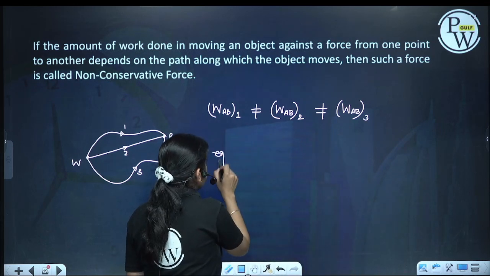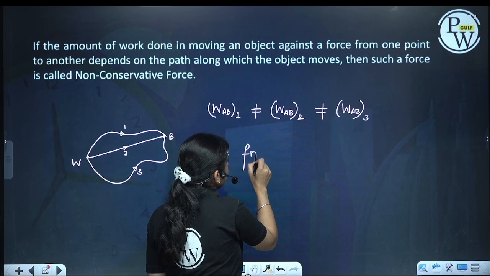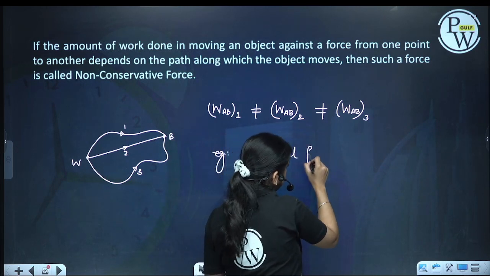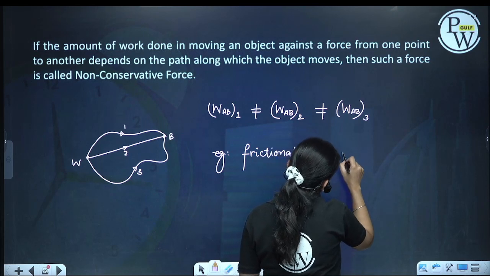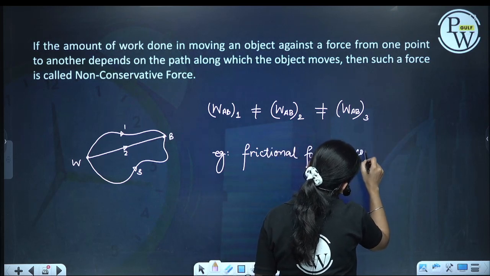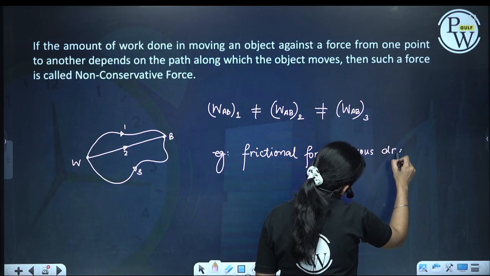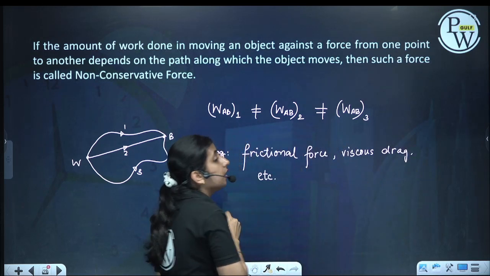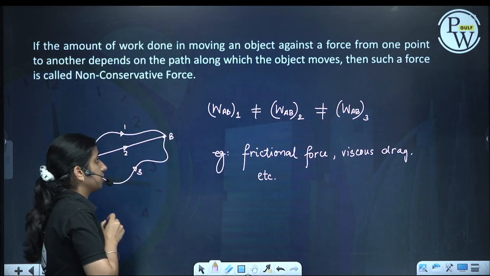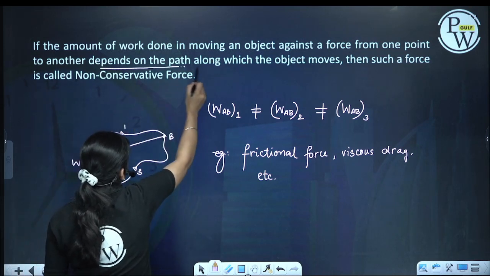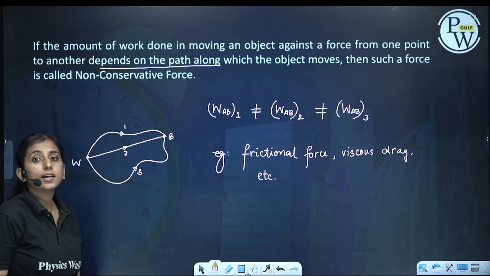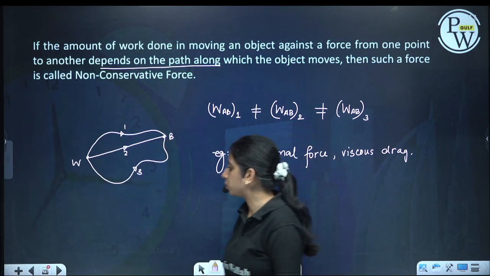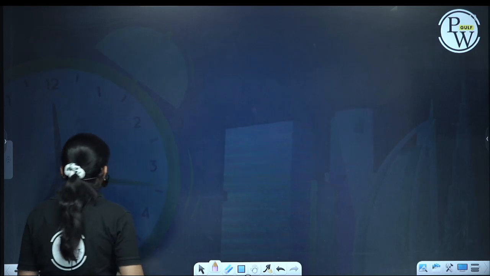Examples of non-conservative forces are always dissipative forces, that is frictional force, viscous drag, air resistance. All these are non-conservative forces. If the work done depends on the path along which the object is moving, that force is called a non-conservative force.